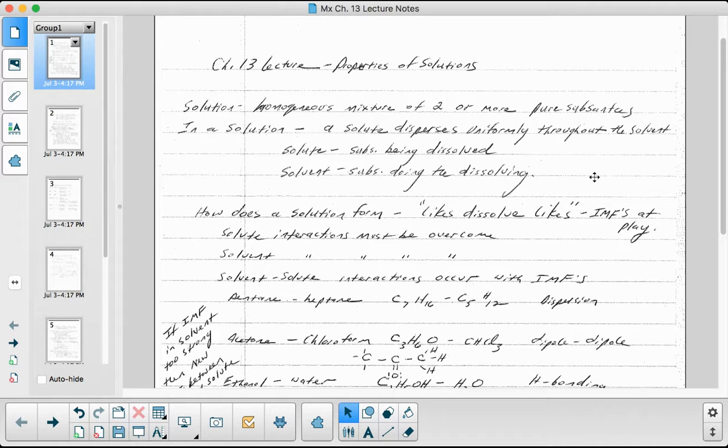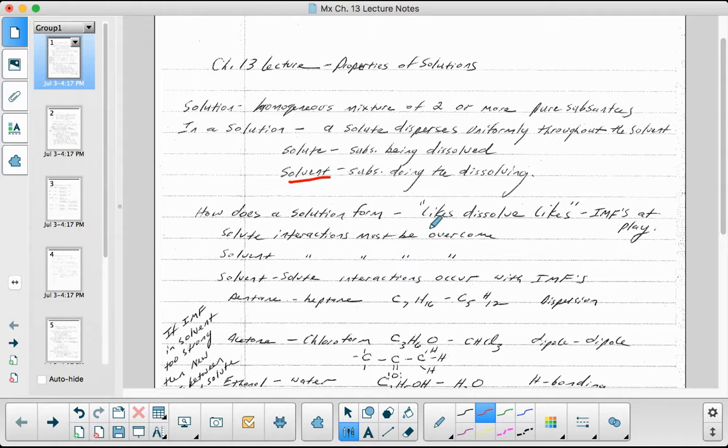So, first of all, what is a solution? A solution is a homogeneous mixture of two or more substances that are miscible in each other. By definition, the solute is the substance being dissolved, and the solvent is the substance doing the dissolving.